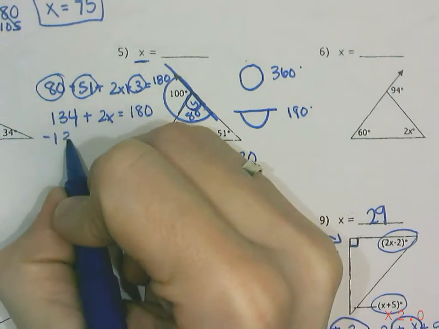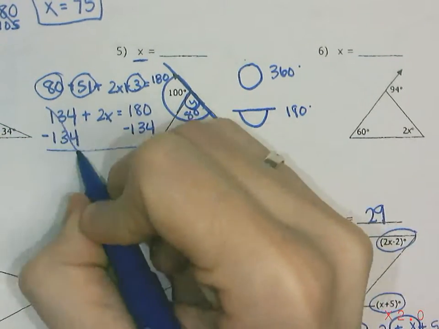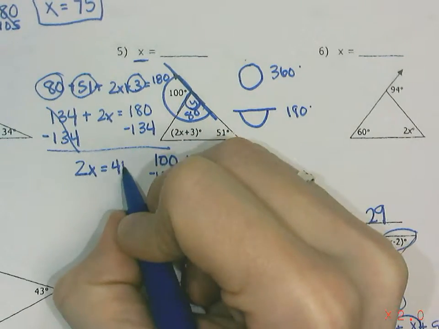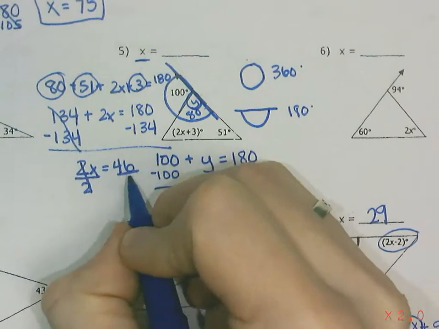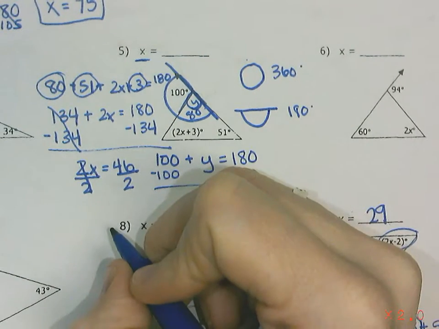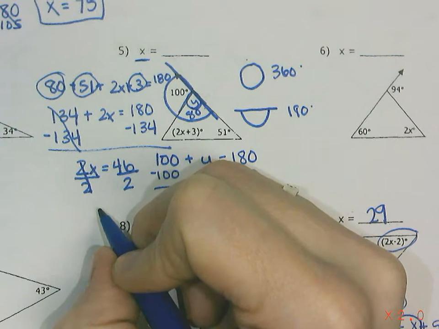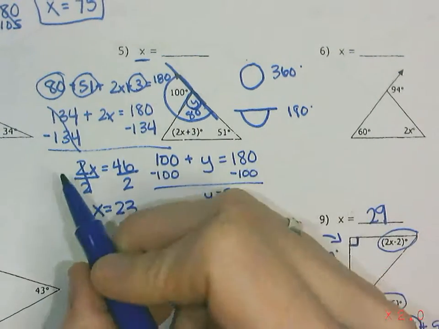Then we subtract 134, that's the constant. We do the opposite to get rid of it. And we're left with 2x equals 46. Then we divide by 2 on both sides, and then x equals 23.